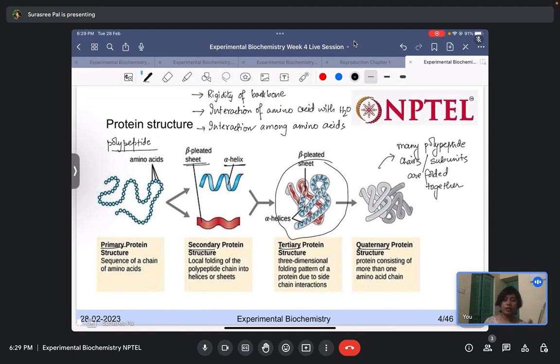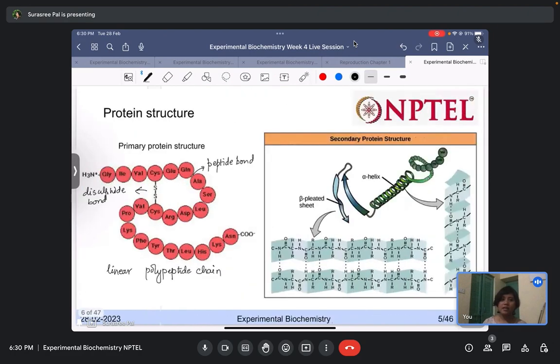Suppose two amino acids are both charged, and one is positively charged, another is negatively charged, then they will interact electrostatically. So these kinds of interactions also determine how a protein will fold, and this information lies in the amino acid sequence, or the primary structure of the protein, right? So now let's discuss in detail what are these several structures of the protein.